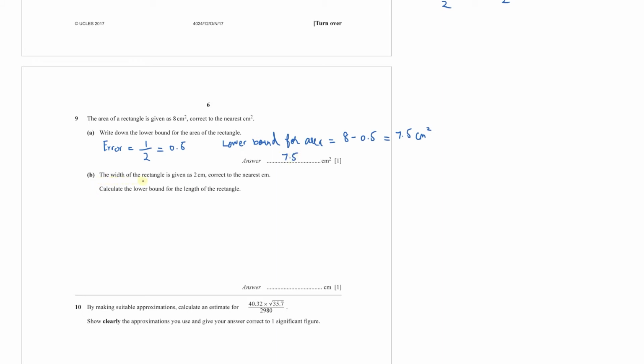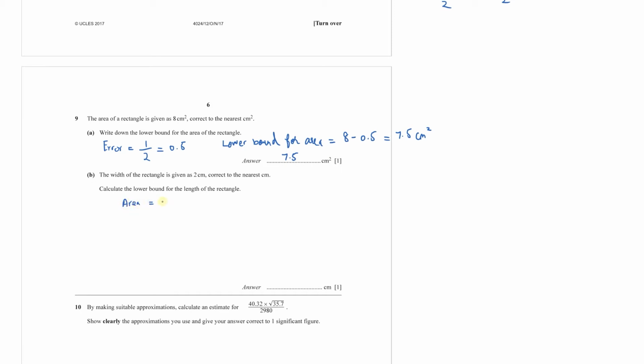Part B: the width of the rectangle is given as 2 centimeter, correct to the nearest centimeter. Calculate the lower bound for the length of the rectangle. So you're given the width, you're given the area, so you have to calculate the lower bound of the length. So what is the area of a rectangle?